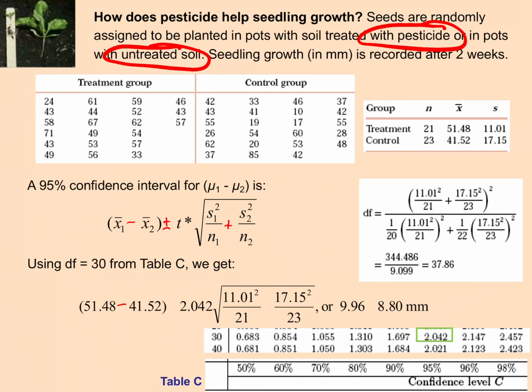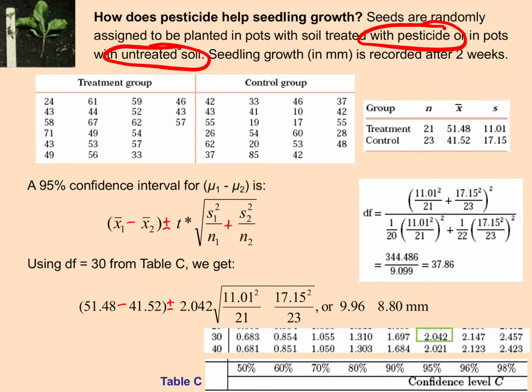All right, let's do our calculation for margin of error. We have mean 1 minus mean 2, so we have 51.48 minus 41.52. That's going to be plus or minus our critical value of t. We're assuming we're doing this at 95% confidence. If you look at the table, 95% confidence gives you a critical value of t at 30 degrees of freedom of 2.042. That's where this number comes from.